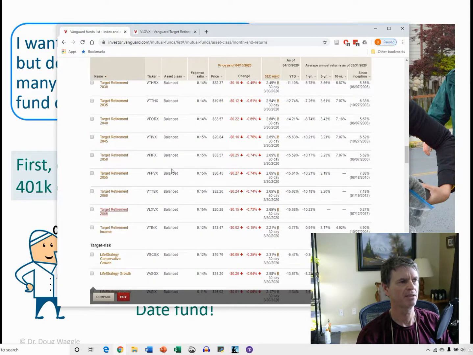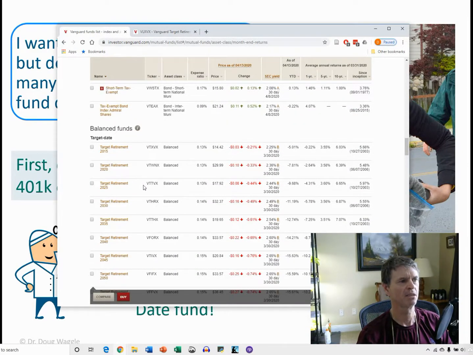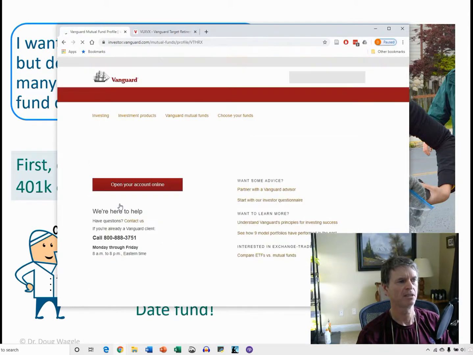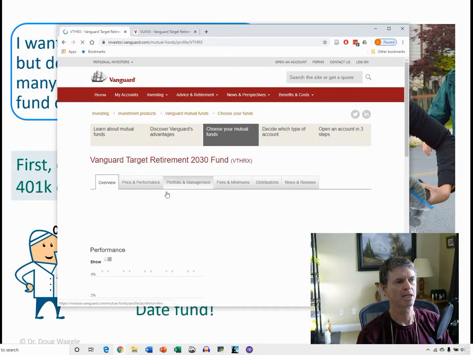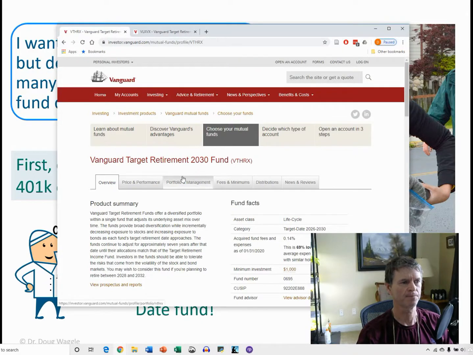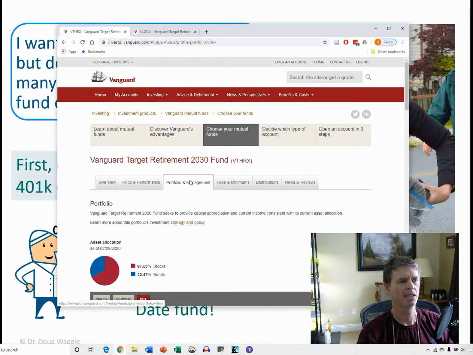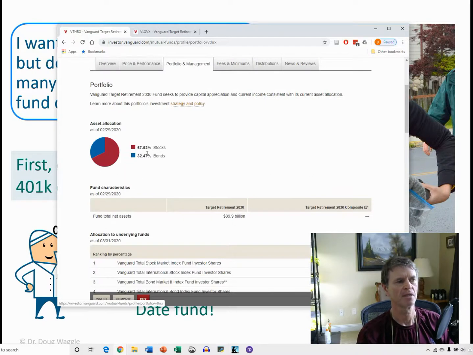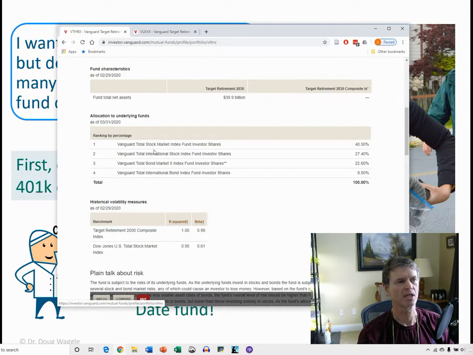And let's say I'm the target. What year is this? 2025 is a little sooner. I'm 58, so if I retired at age 67, that'd be roughly 2030. So let's make me the target 2030. And there, this fund is 68% stock, 33% bonds. So it has about 40% in the total stock market, 28% in international, and then 23% US bonds, about 10% in international bonds.